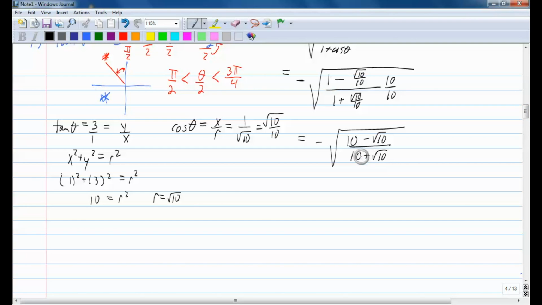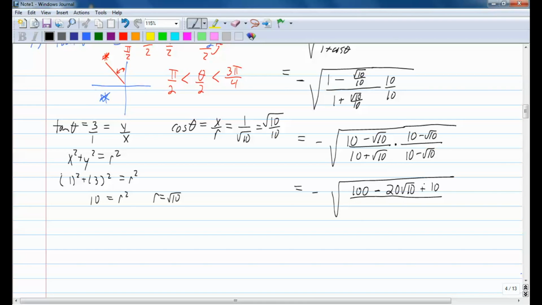Now, to rationalize this denominator, I need to multiply by the conjugate. So the conjugate would be 10 minus the square root of 10. So that's what I multiply times the numerator and denominator. Alright, when you multiply out the numerator, you FOIL. So that's going to be 100 minus 10 square roots of 10 minus 10 square roots of 10. So that's minus 20 square roots of 10. And then negative square root of 10 times negative square root of 10 is going to be a positive 10.